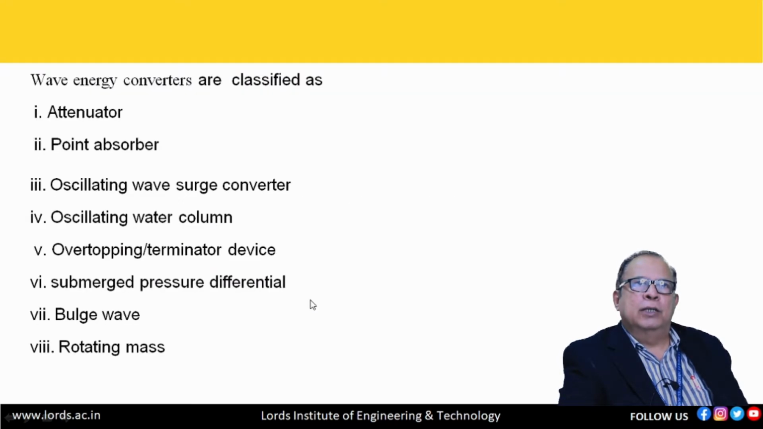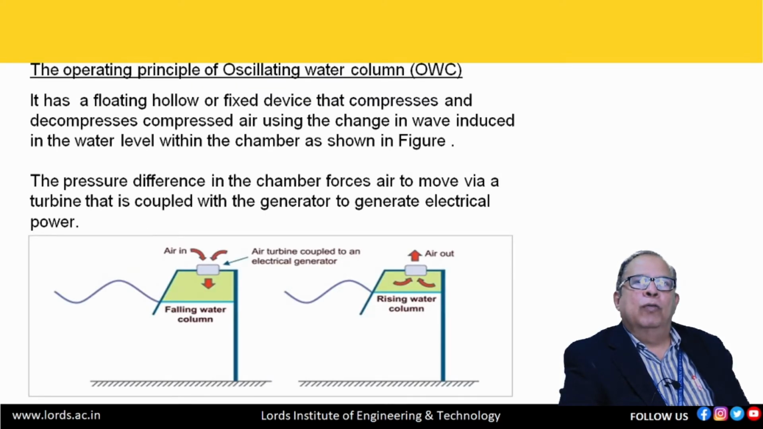Wave energy converters are classified as attenuator, point absorber, oscillating wave surge converter, oscillating water column, overtopping or terminator device, submerged pressure differential, bulge wave, and rotating mass. These are the different types of wave energy converters which are used right now. I am showing here one type of wave energy converter, the operating principle of the oscillating water column.